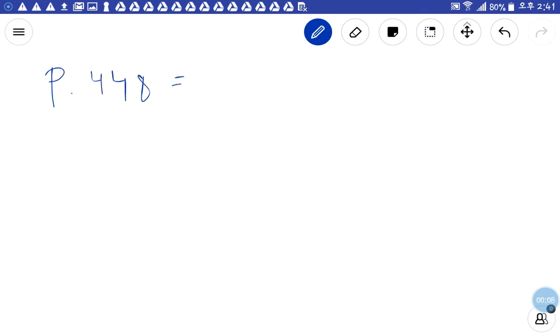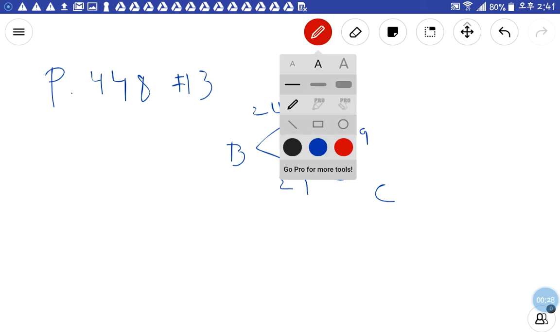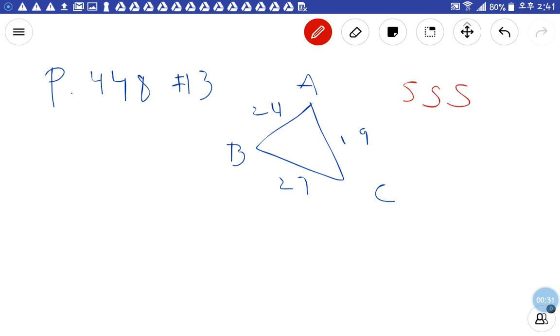Hello, in this video we're going to work on page 448, number 3. There is a given triangle ABC with sides 19, 24, 27. So we know all three sides, which is the SSS situation. Our goal is to find angle A, angle B, and angle C. Let's label before we start. 27 would be my A, 19 would be my B, and 24 would be my C.